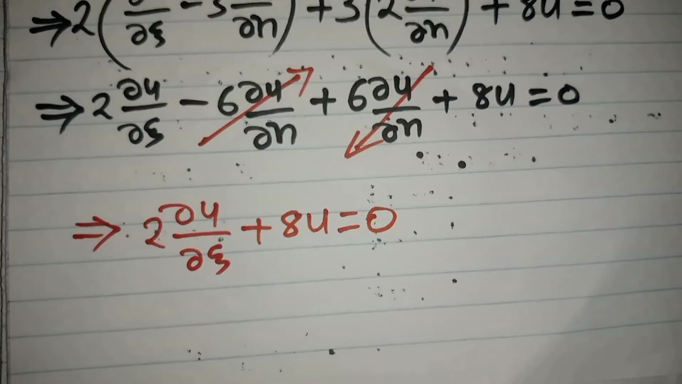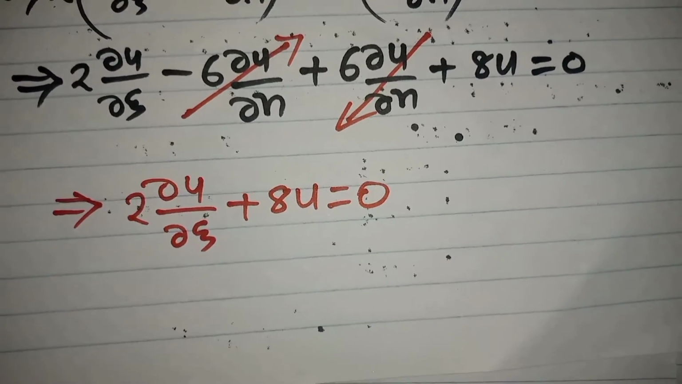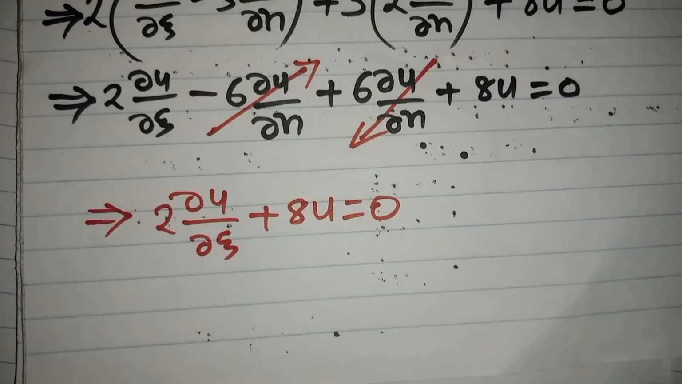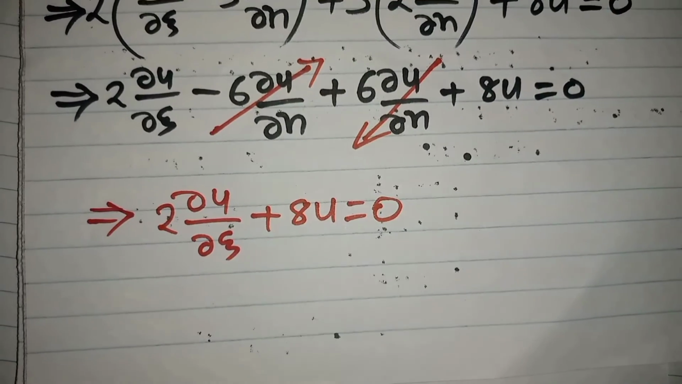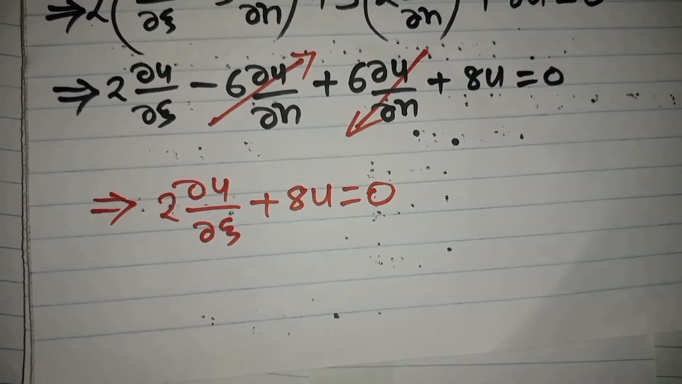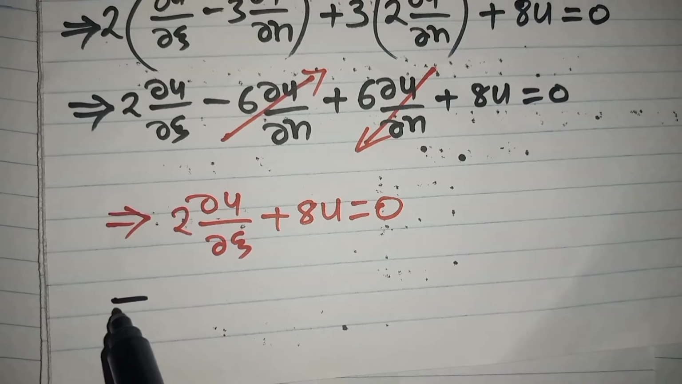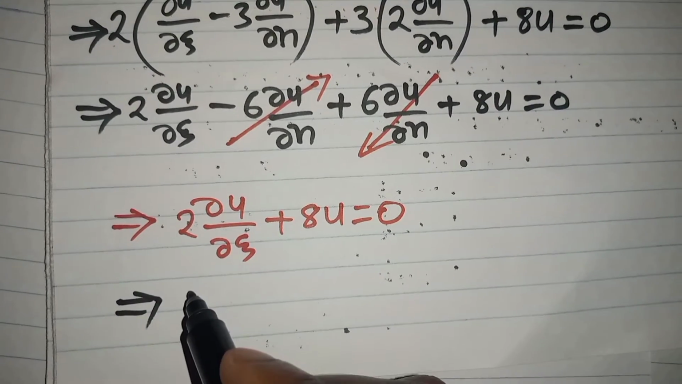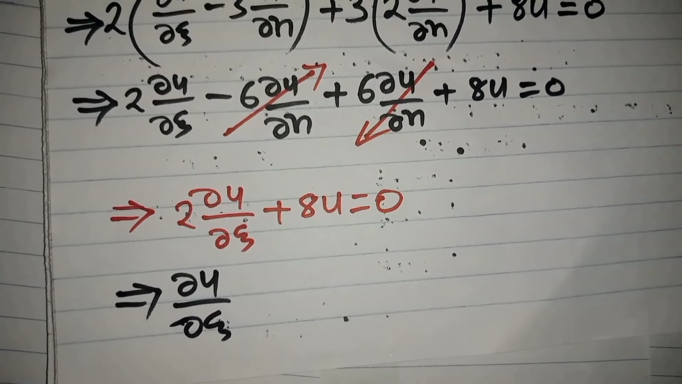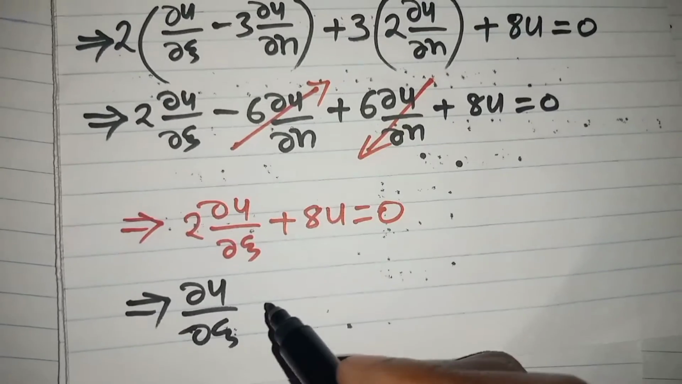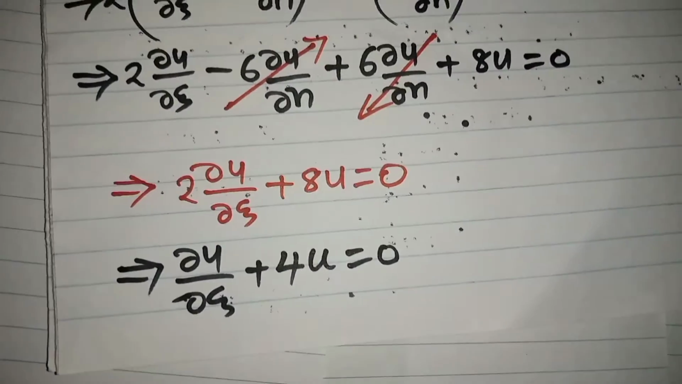So we are going to remain with 2 times the partial of u with respect to xi plus 8u is equal to 0. And of course we can make the coefficient of the partial of u with respect to xi to be 1. So we are going to divide the row by 2. And once we divide the row by 2, we are going to get the partial of u with respect to xi. Once we divide 8 by 2, it will be 4. So we are going to have 4u is equal to 0.